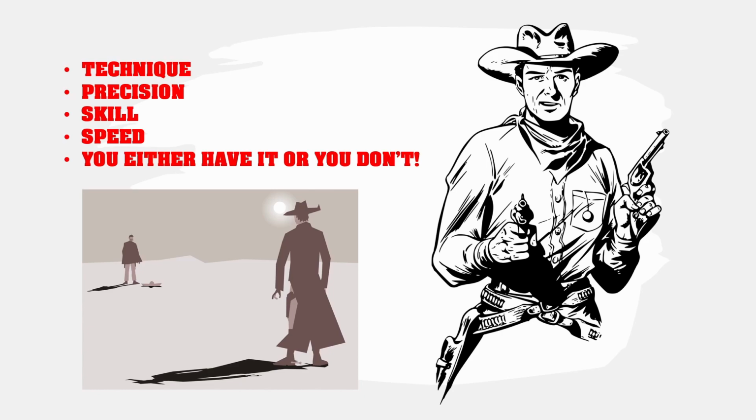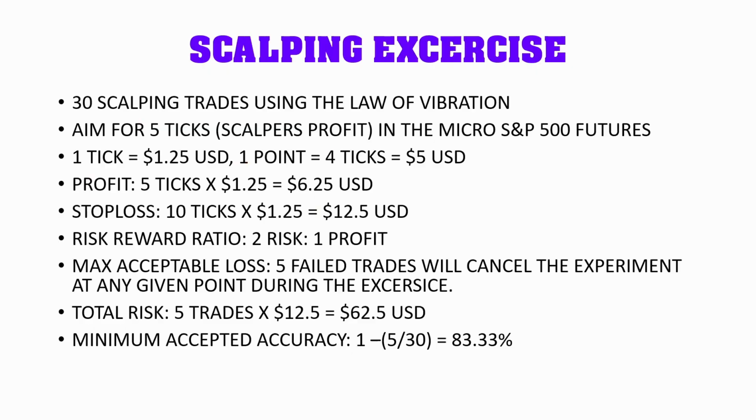because it's all about technique, it's all about precision, it's all about skill, it's all about speed, and it's all about, you either have it or you don't. You either win or get killed. It's like that. Very fast, so you have to have it. It's not easy, but if you manage to do it right, it's fun. That's scalping.